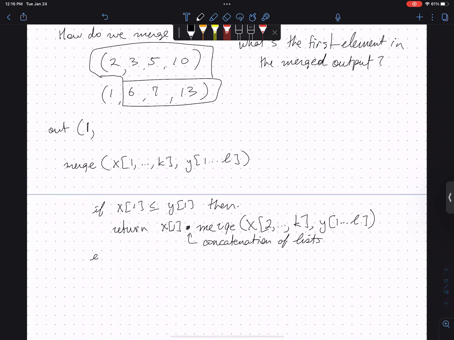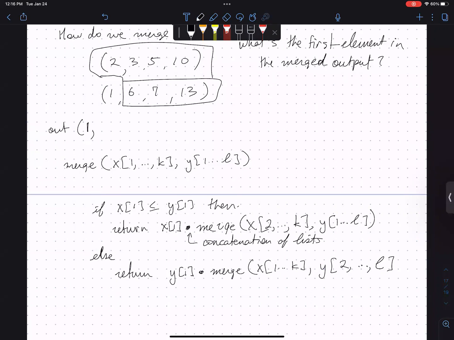Otherwise, we do the same thing, but the roles of X and Y are reversed. Else, return y1 concatenated with merge of X, where we give the full X now, 1 through k, and for Y, we start at 2 because we used up the first element here.